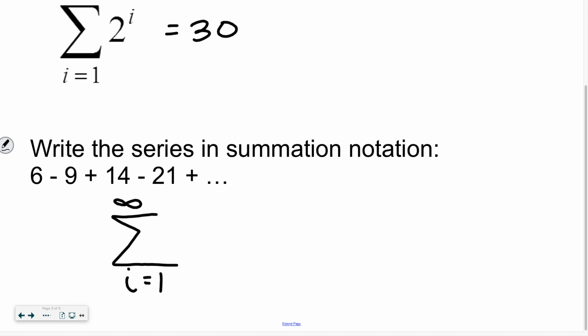And what else do you have to do to get it in summation notation? You got to figure out what should be in the place of what 2 to the I was for the last one. Yeah, 2 to the I was the rule. So we need to think about patterns. Last week, can you write a rule? So talk with your pods. See if you can come up with a rule.